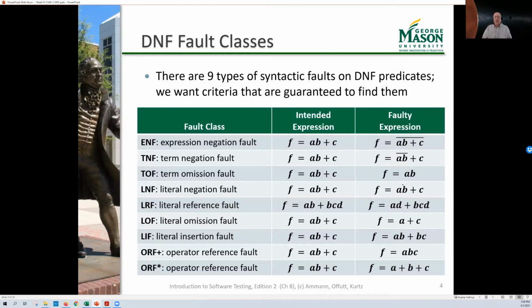We can have term negation faults where we're doing a not on a single term. We can have a literal negation fault. I skipped one, where we're negating just one. And here, this is A, not B, or C. And for some reason that I don't understand, when I look at this outside of slide view mode, this shows up as a whole bar over B, but in the slide view mode, it just kind of shows up as a little dot. Not sure what's going on there, but that is not B. There's supposed to be a bar there. So we have these 9 different classes of faults. And as I said, we'd like to find a test criterion such that if we satisfy the criterion, we're guaranteed that we would find all errors of all of these kinds of faults.